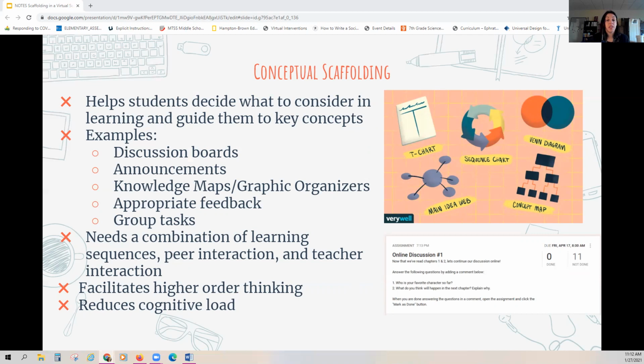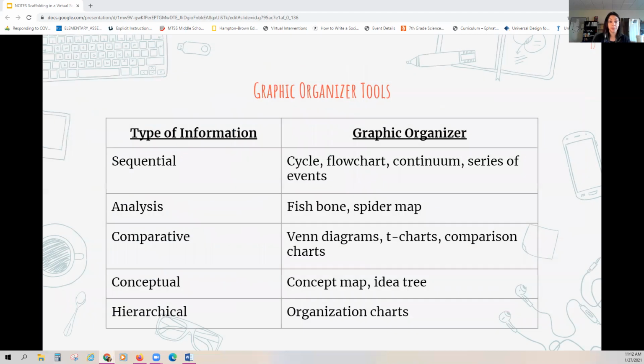So giving specific and appropriate feedback during Zoom conferences or in the little comment boxes you can do in your Google Docs or other assignment software are also examples. This type of scaffolding leads students to higher order thinking and also reduces the cognitive load. And graphic organizers and knowledge maps are big ones here. On the next slide, we'll just take a quick glance at some graphic organizer examples and how they support higher order thinking.